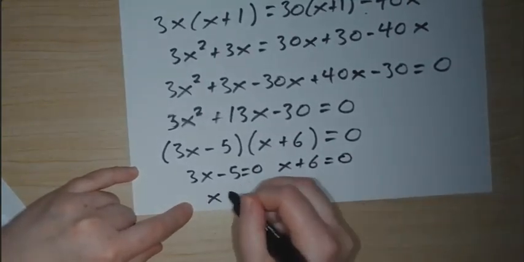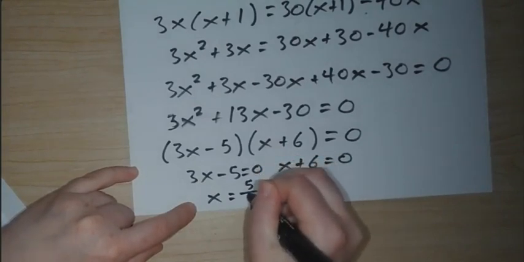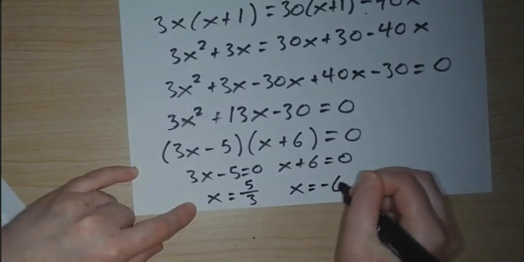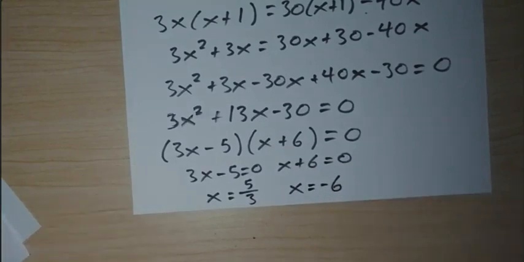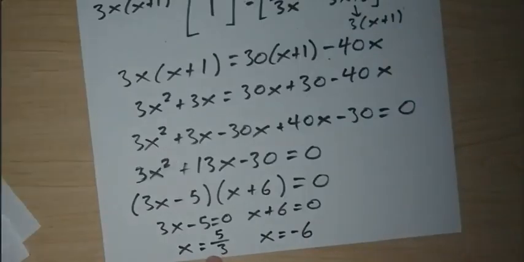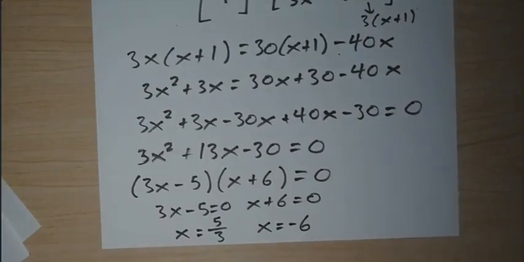So x can be, from this one, if we add 5 to both sides and then divide by 3, 5 over 3. And x on this side would be negative 6. And if we remember our domain restrictions, x cannot be 0 or negative 1. Here x is 5 over 3 and x is negative 6, so those are both valid solutions.